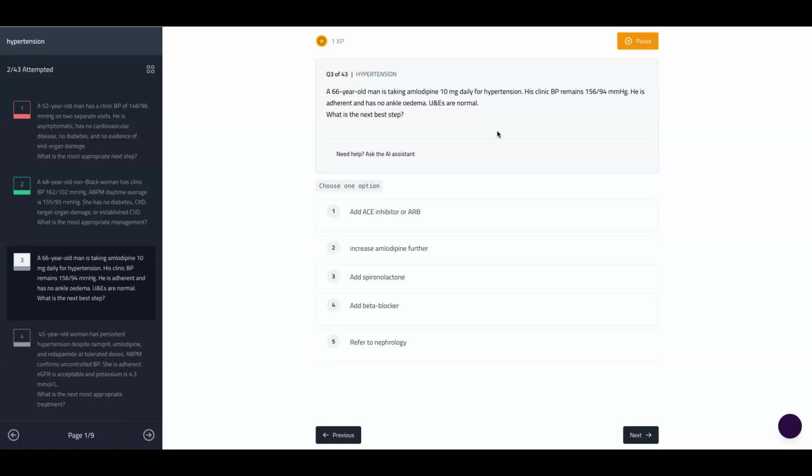We check him after 1 month of starting this medication and he's not controlled. He is already taking amlodipine, so we need to add an ACE inhibitor or ARB.